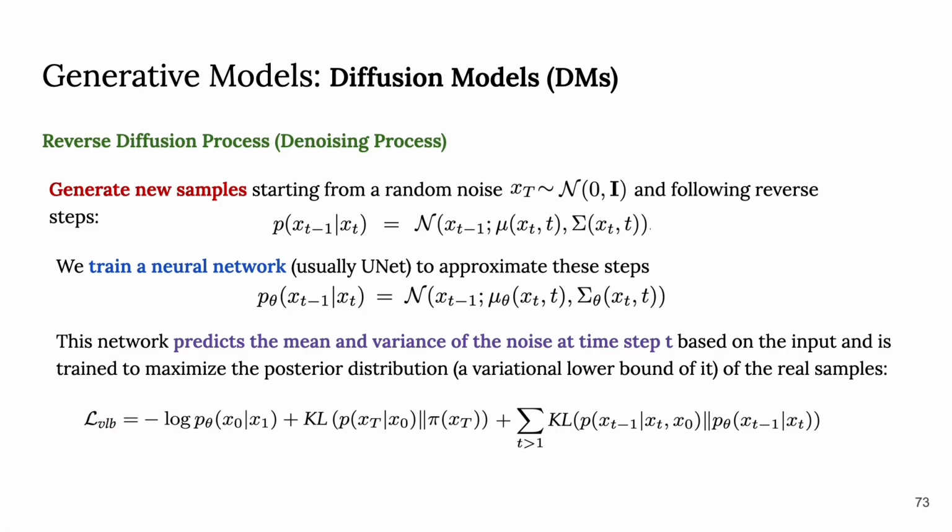And what this network is trying to do is to predict the mean and variance of the noise at time step t based on the input. And it is trained to maximize the posterior distribution of the real samples as formulated here.